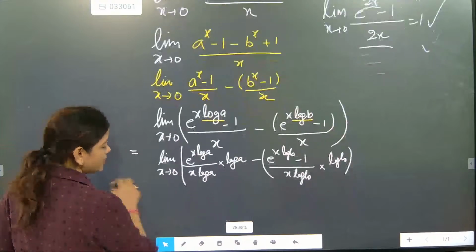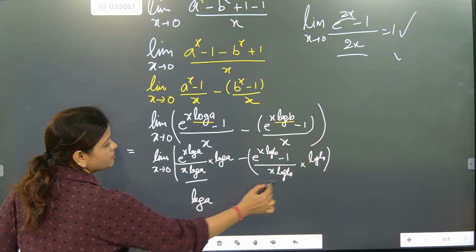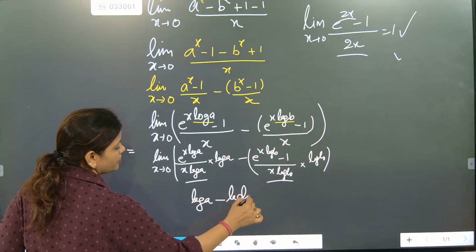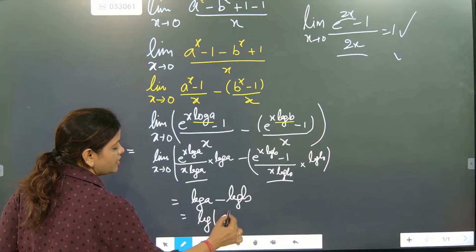So this part will become what? This part will become 1. So here it will come log a. And this part will become 1, so it will become log b. That's it. Log a minus log b. In short, you can say the answer is log of a by b.